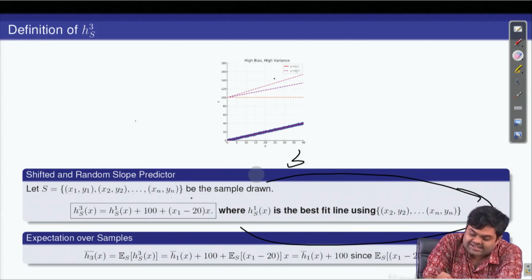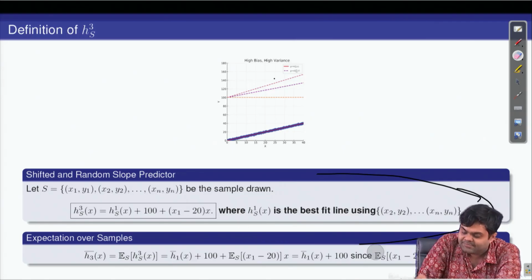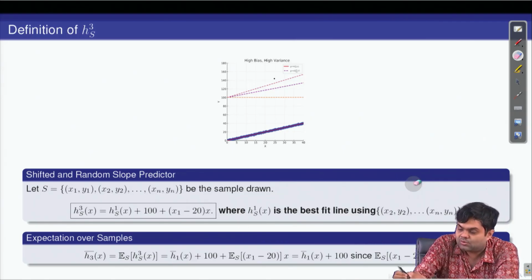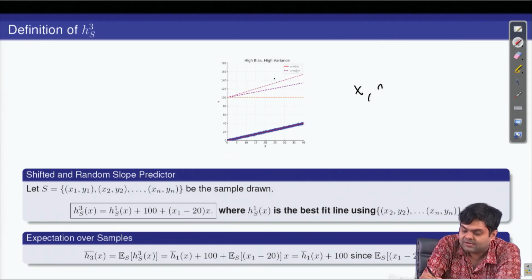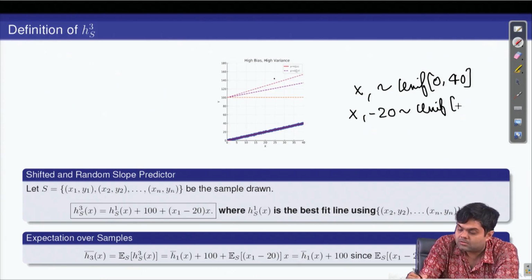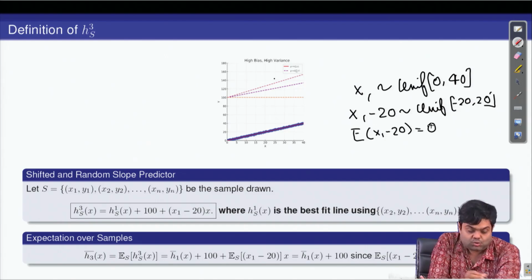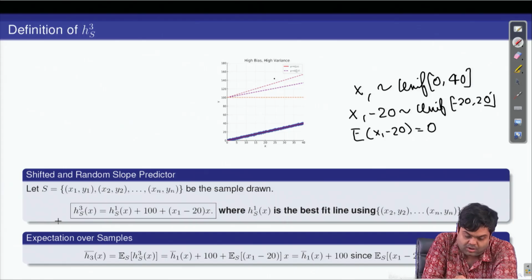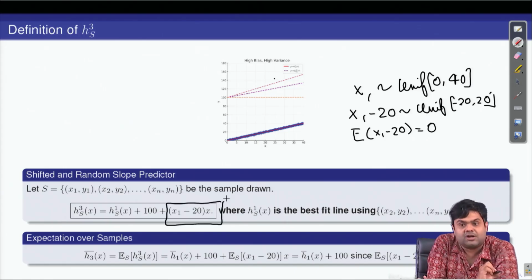The x, x1, has the same distribution as x. So x1 follows uniform 0 to 40. So x1 minus 20 follows uniform minus 20, 20. So the expected value of x1 minus 20 is 0. So when you take the expected value, this term does not contribute.